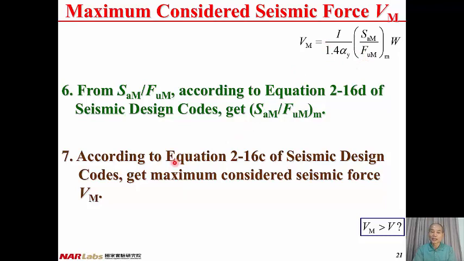so that according to equation 2-16C of the Seismic Design Code, we can get the maximum considered seismic force, VM. And here's my question for all of you. Is VM always larger than V? Is the maximum considered seismic force always larger than the design basis seismic force?